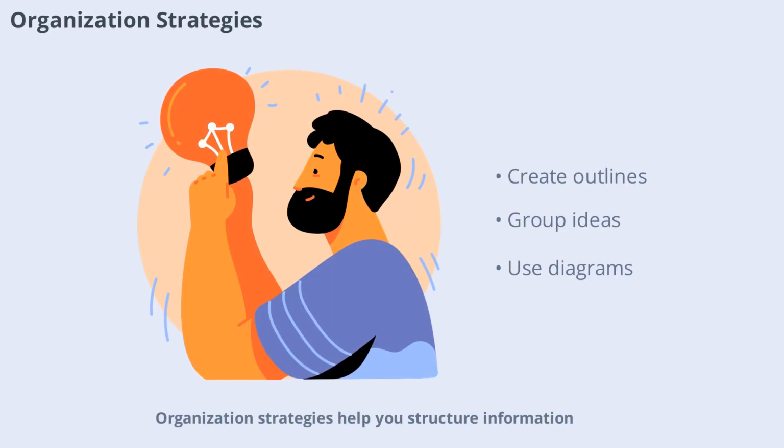Organization strategies help you structure information so it's easier to understand and remember. This might include making outlines, grouping related ideas, or using charts and diagrams. When you organize information, you create a mental map that makes retrieval faster and more reliable. It's especially helpful when dealing with complex or detailed material.